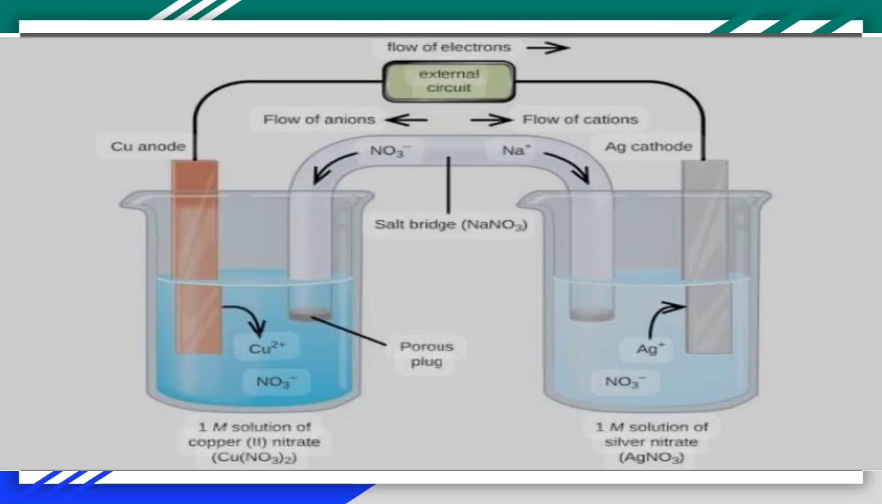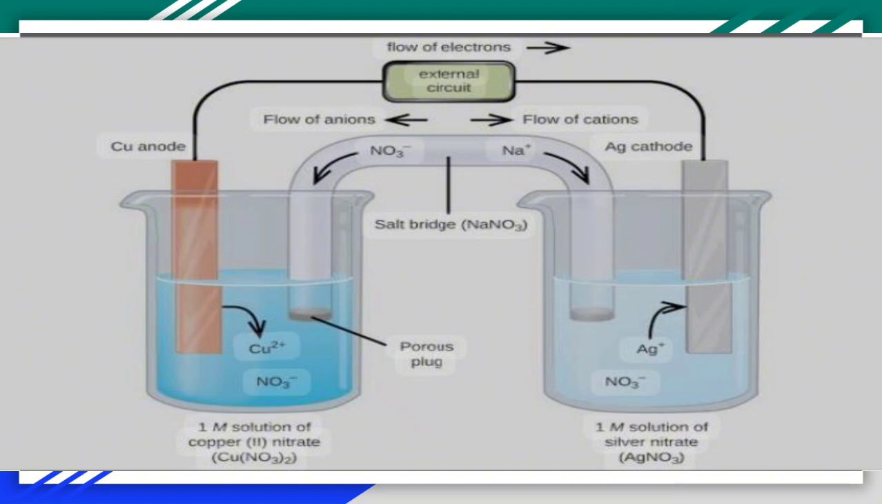Now let us look at the components of an electrochemical cell. The first component is two half cells that contain different electrolytes, with metal rods dipped in the electrolytes of their own salt. Then it also contains a salt bridge. And then we have wires that connect the two half cells externally. We also have a voltmeter that measures the difference in potentials between the two half cells. So those are the components of an electrochemical cell.